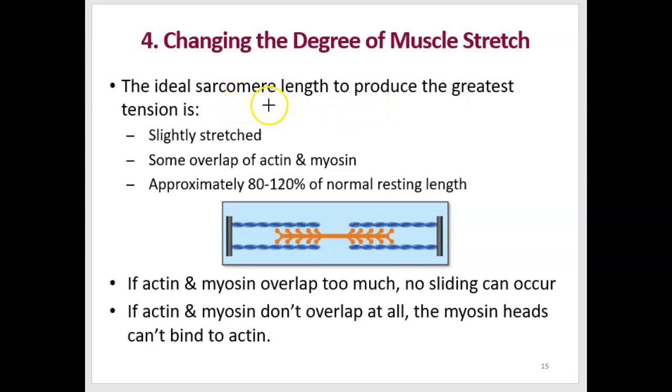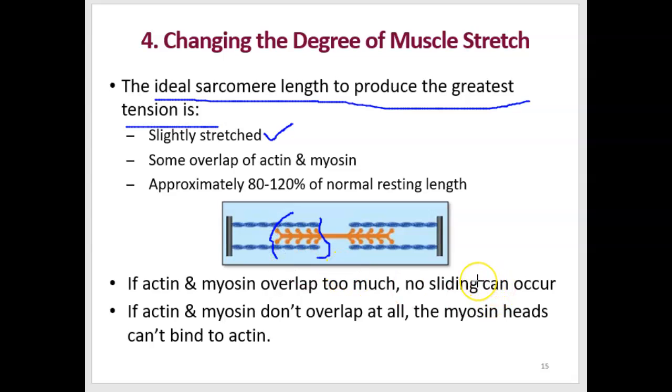which is how we can get the best or the greatest tension. What's the ideal sarcomere length to produce the greatest muscle tension? It turns out we need the muscle to be slightly stretched in order for the sarcomeres to be aligned in such a way that there is an overlap of all the myosin heads with actin. That's approximately 80 to 120% of normal resting length. If actin and myosin overlap too much, you're not going to get sliding, like if the actin was already all the way over here, right? If it's too stretched and actin and myosin don't overlap at all, then the myosin heads can't bind to actin.